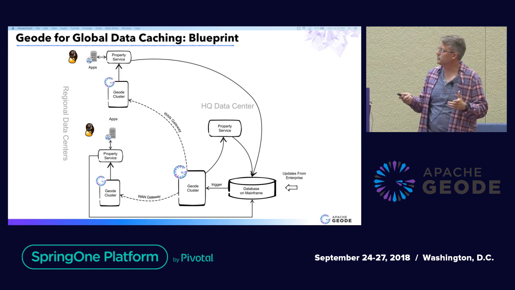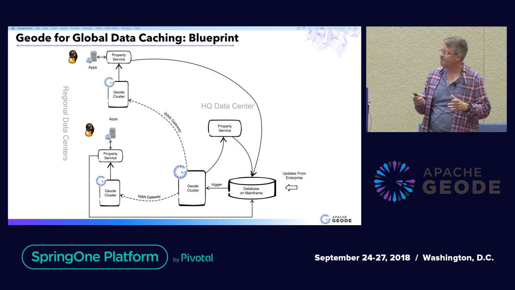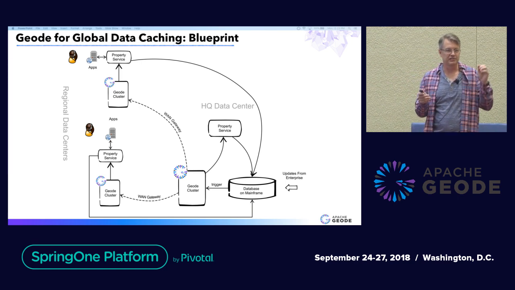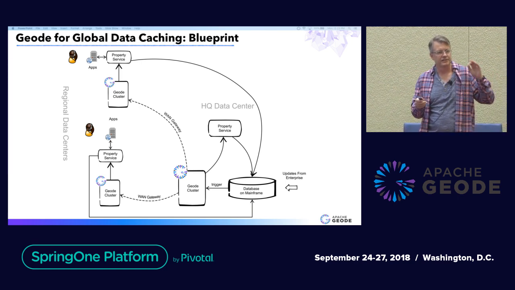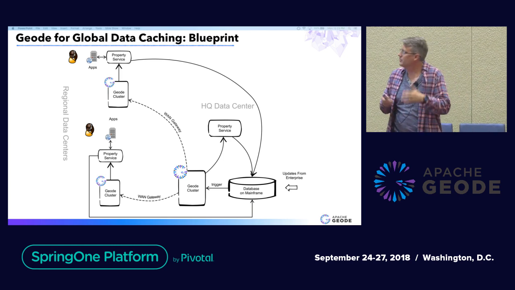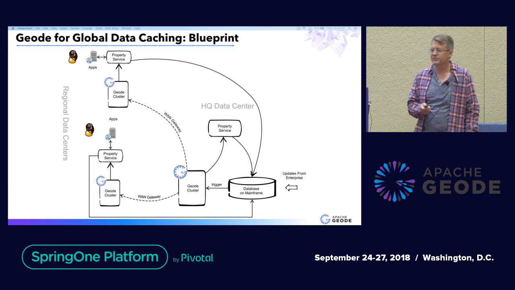So this solution is a little different, right? Because the way this one works is the data is served from Geode. Whatever data is there is served from Geode, and it's already as current as basically the network allows. So that's Geode as a global data cache. That's the first one.